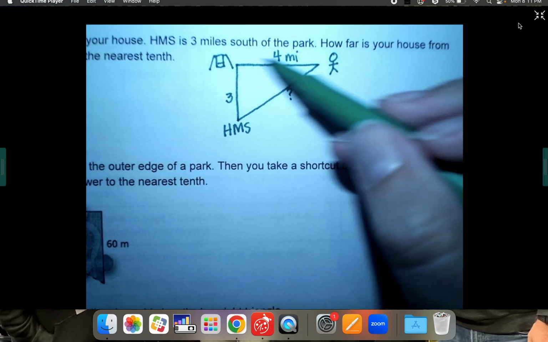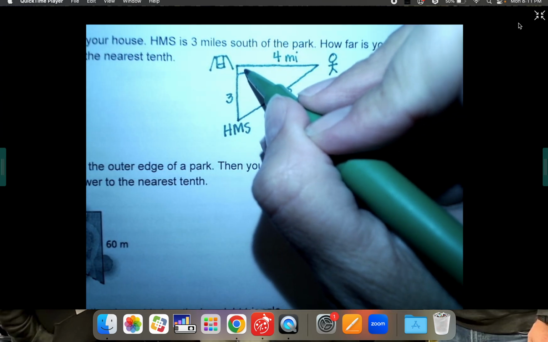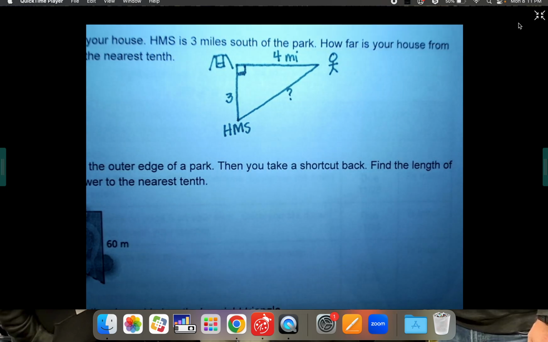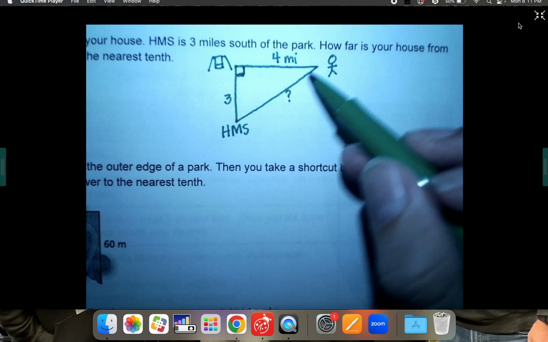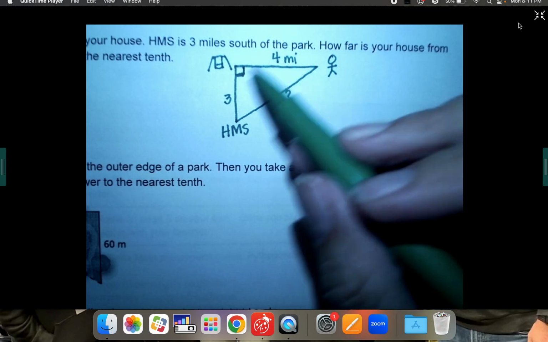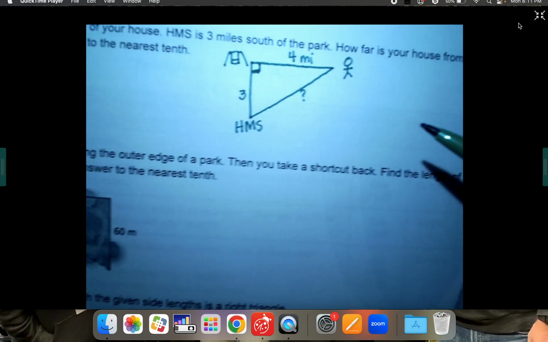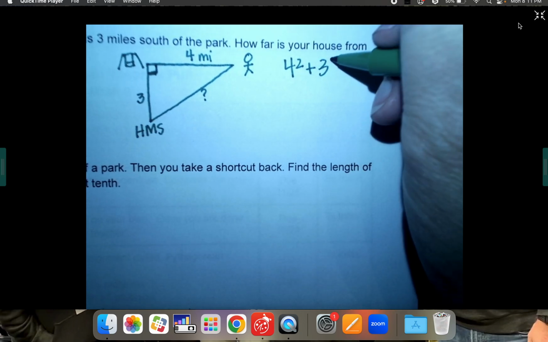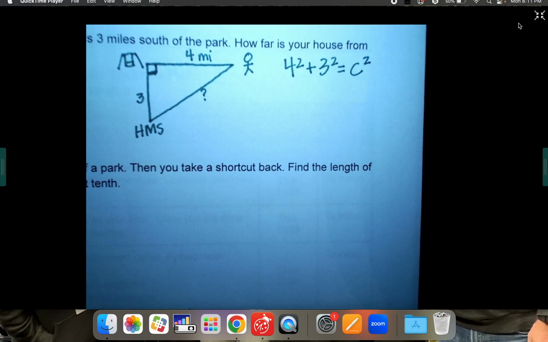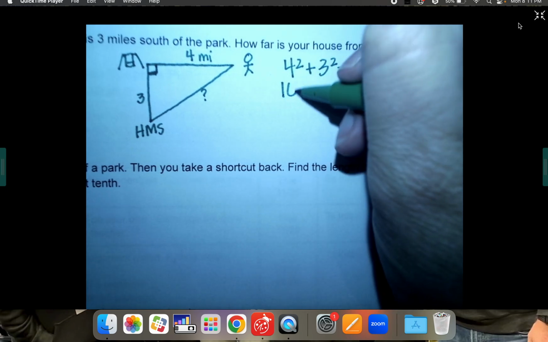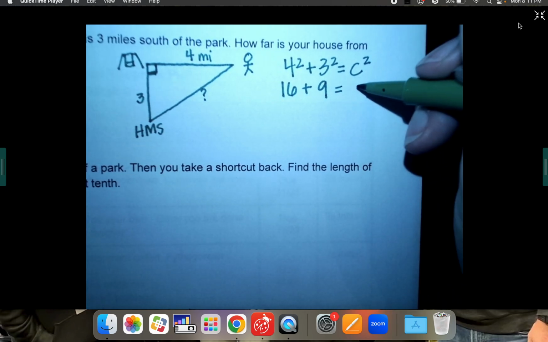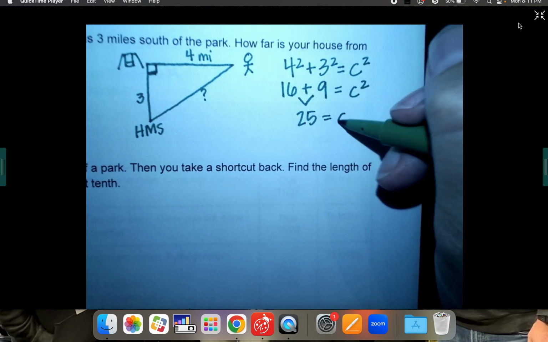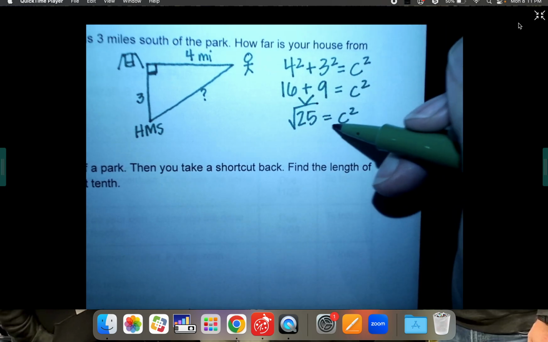Okay, again, this is a right triangle because if you turn from walking straight west to straight south, that's going to make a right angle. So the diagonal distance across is your longest side, that's your hypotenuse, and the 4 and the 3 would be the legs. So that means you're going to add to find the hypotenuse. So I would do 4 squared plus 3 squared to equal your hypotenuse squared. So 4 squared is 16, 3 squared is 9, 16 plus 9 is 25. I love this because I know it's going to come out evenly because the square root of 25 is a whole number.